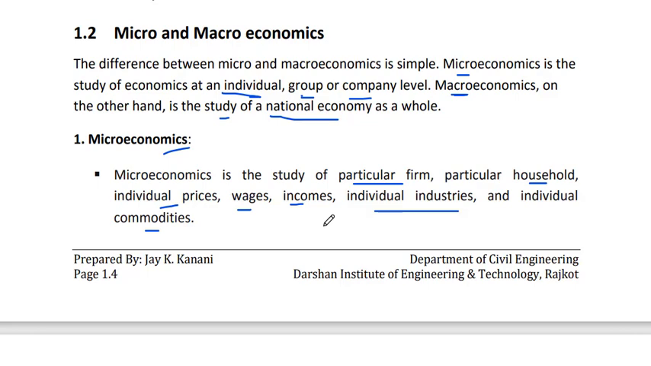Just like in farming, we give 400 rupees per day for any work, or in construction work, or painting of housing work. Income means our whole month salary. Individual industry makes the product, an individual commodity. So it is basically a study at a small level. Microeconomics means small, particular level.